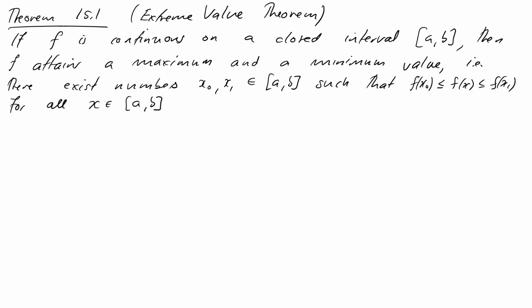Okay, so to prove this, we're going to attack it a slightly different way. Let's just figure out what we know so far. First of all, we know that f of [a,b] is bounded. We did that last time. A continuous function on a closed interval is bounded, and bounded sets have supremums and infimums. So it has a supremum and an infimum.